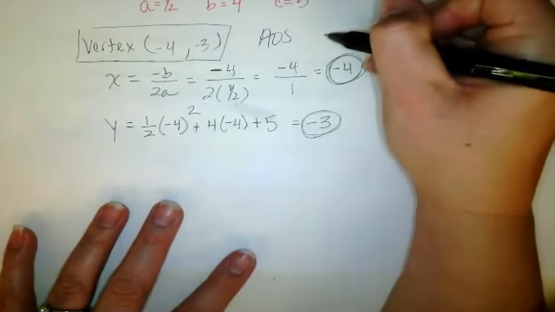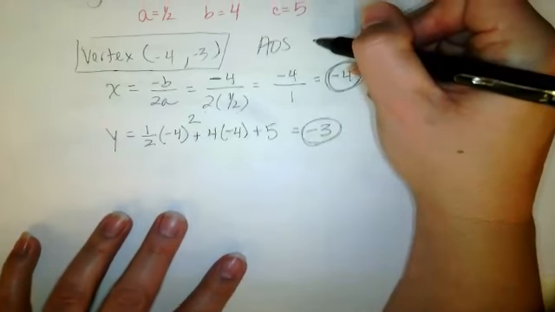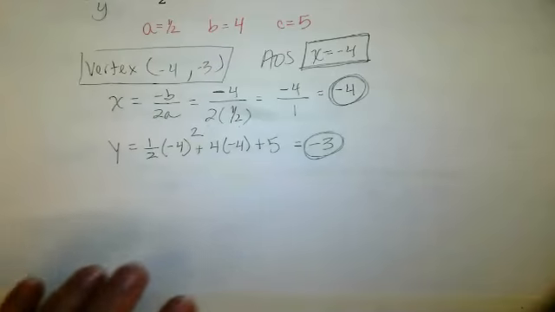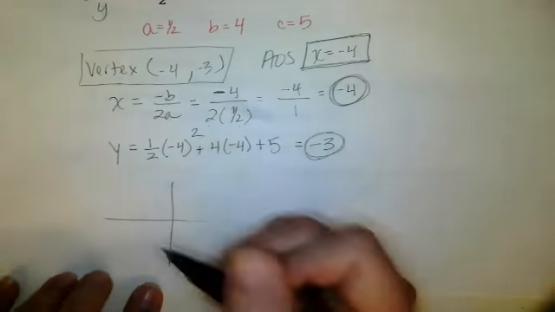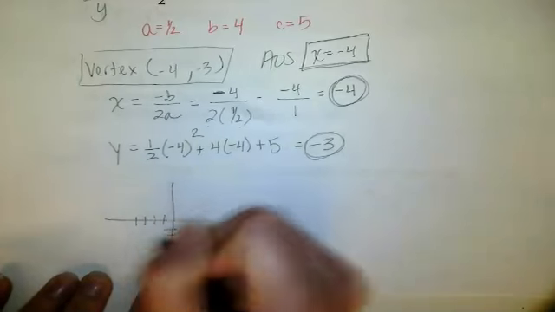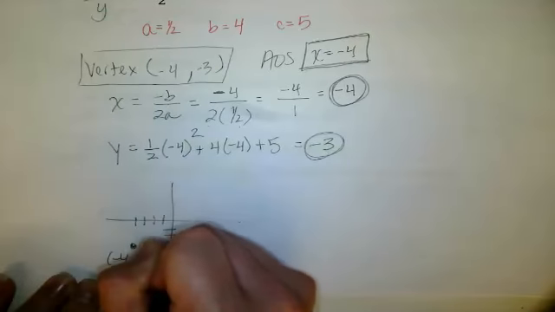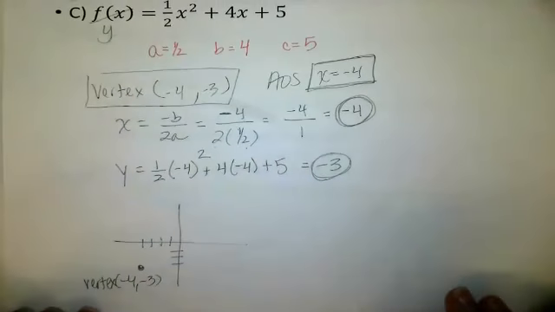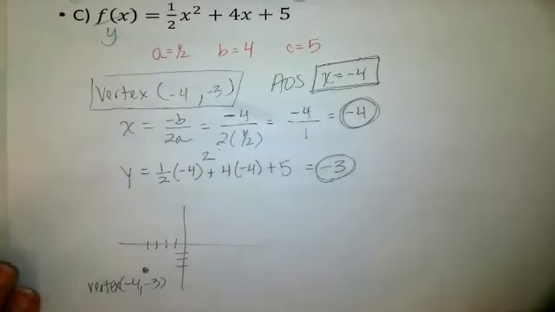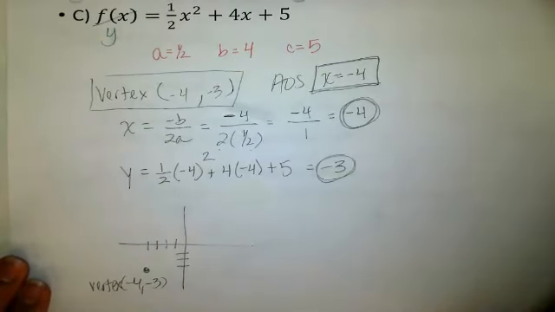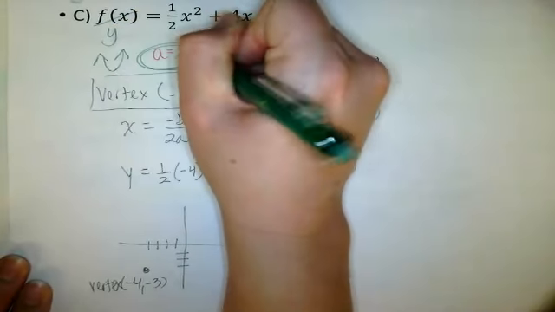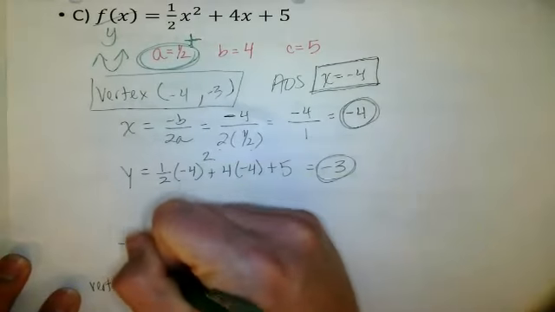So there's my vertex. What's my axis of symmetry equation? X equals -4. Very good. Good, good. I'm going to go ahead and make a little sketch. -4, -3 is right here. That is our vertex. So is our parabola an up parabola or an opens down parabola? Up. What tells us it's an up parabola? The a value is positive, so we know it opens upward. So I'm just going to make an upward facing U.